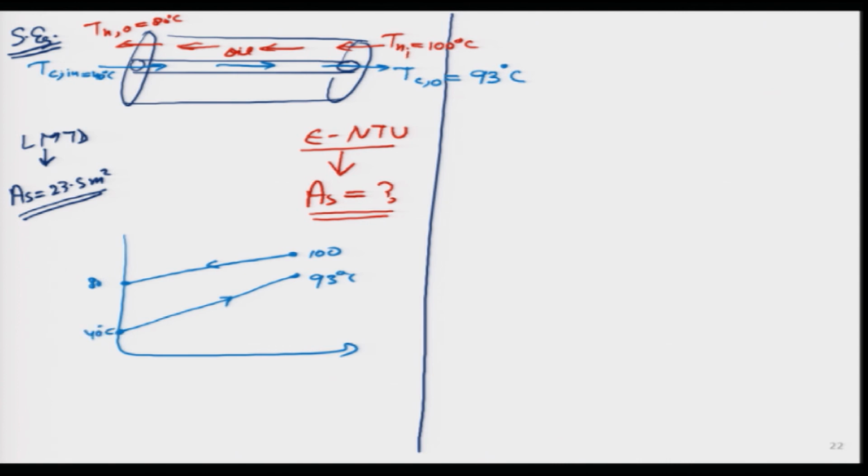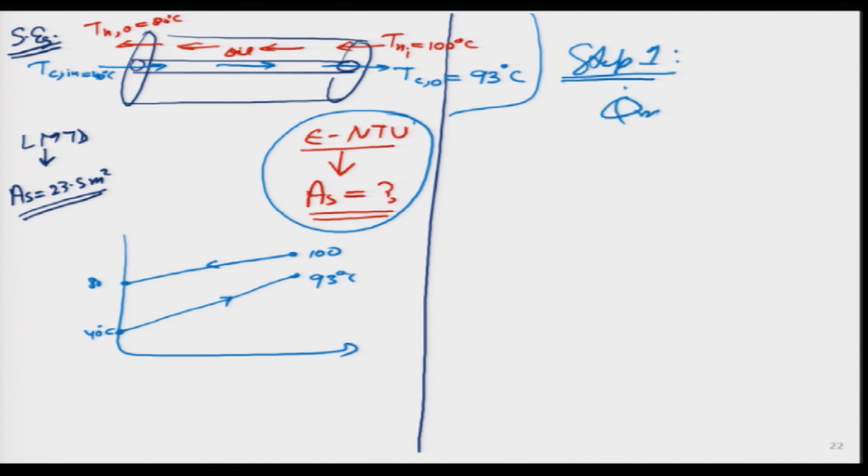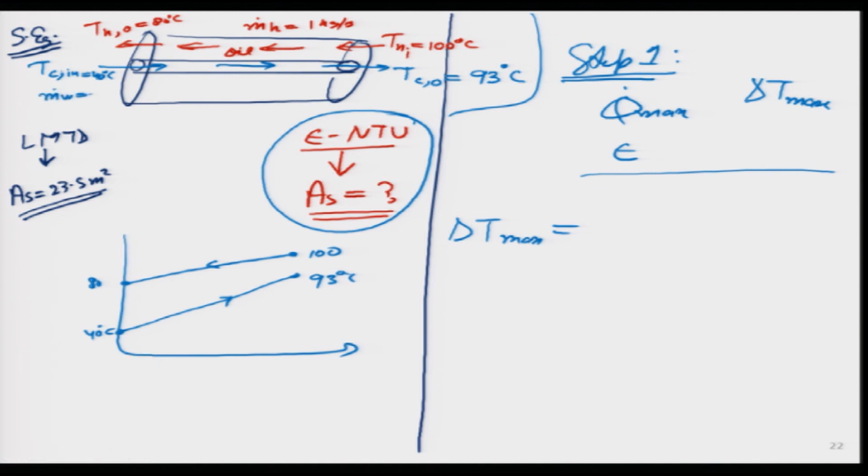What I want to do now is the same exercise, but using the NTU method. So, what is step 1 in the NTU method? I have to calculate Q dot max or epsilon or delta T max. Which is the easiest to calculate? Of course, I will calculate the value of delta T max over here. I forgot to write the values of mass flow rate, let me put that as well. The mass flow rate of oil I think was 1 kg per second, and the mass flow rate of water was I think 0.2 kg per second.